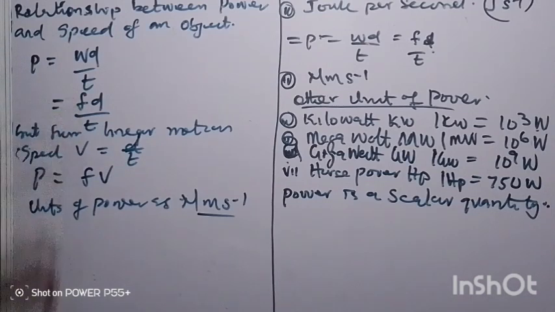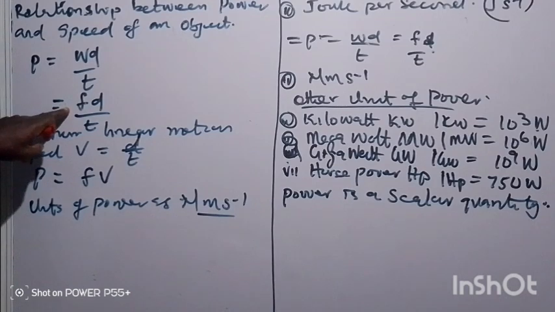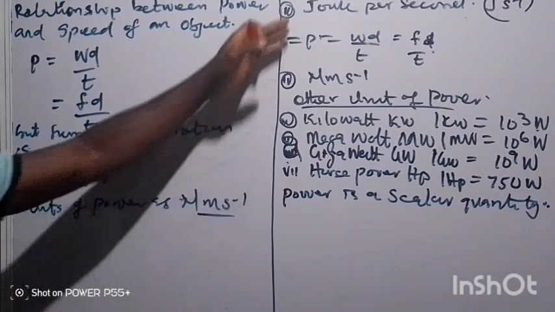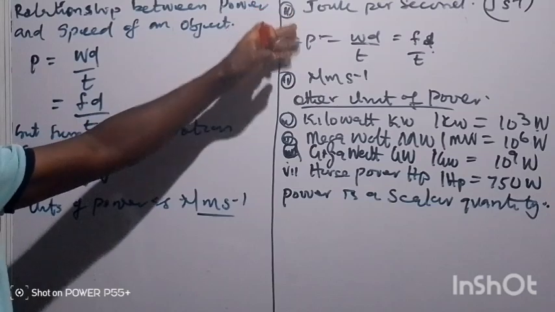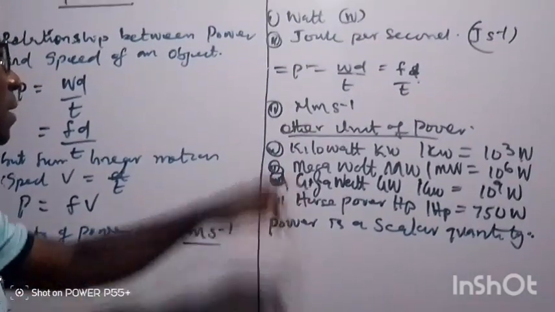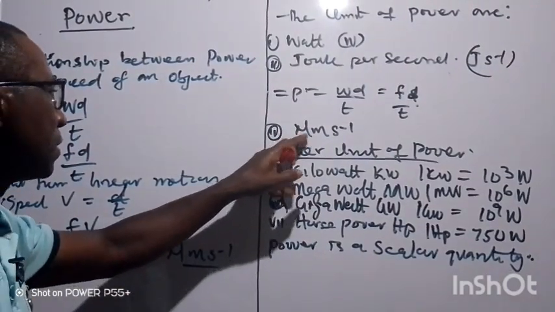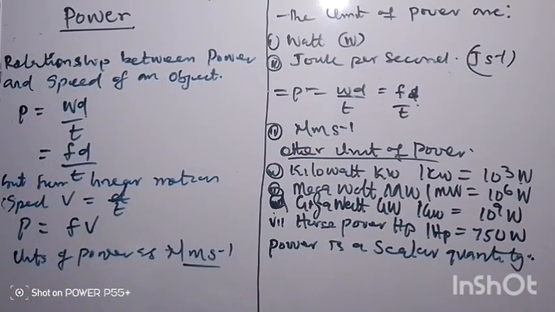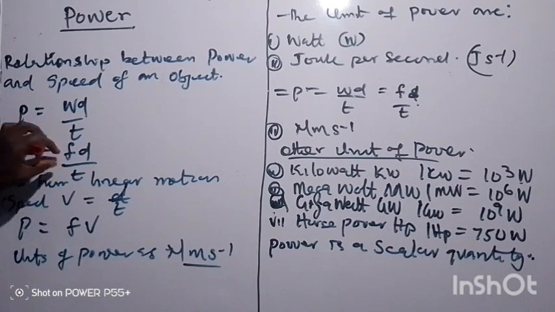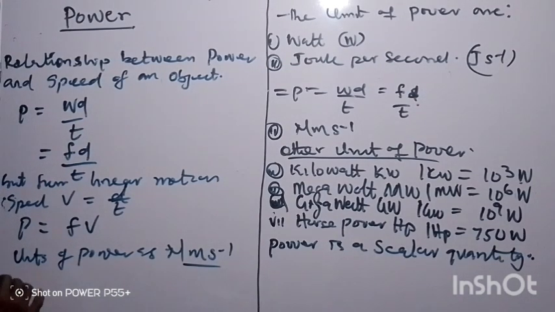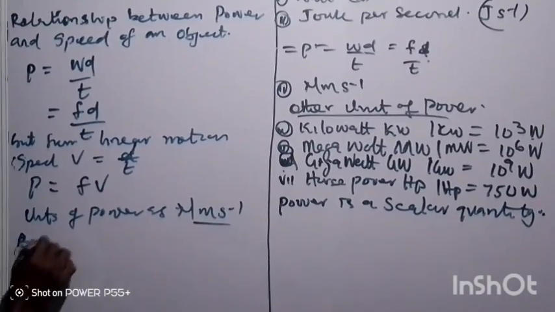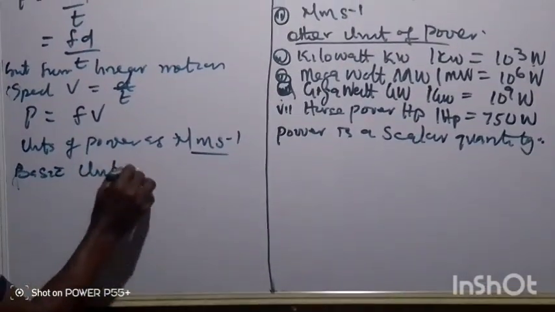And from here also we can get the basic unit of power. All the units we've mentioned, for instance, joule per second, is the SI derived unit. Another derived unit is Newton meter per second, as we said here. But within all this, we need to write the basic unit of power, and we can only write it from this one.